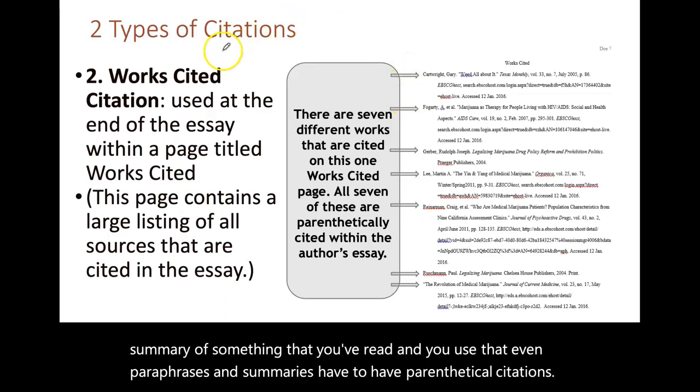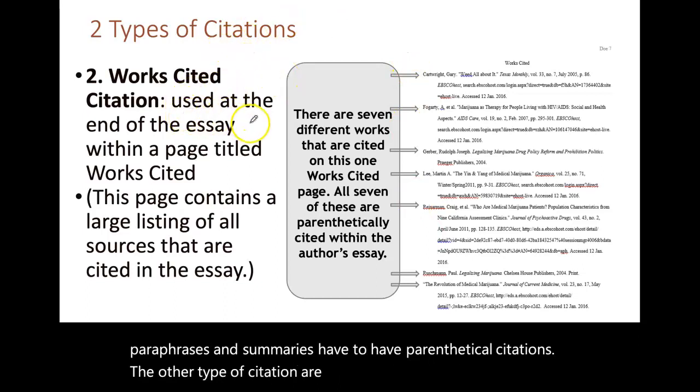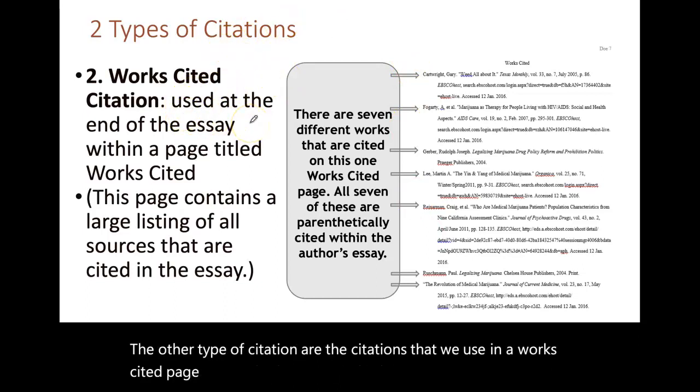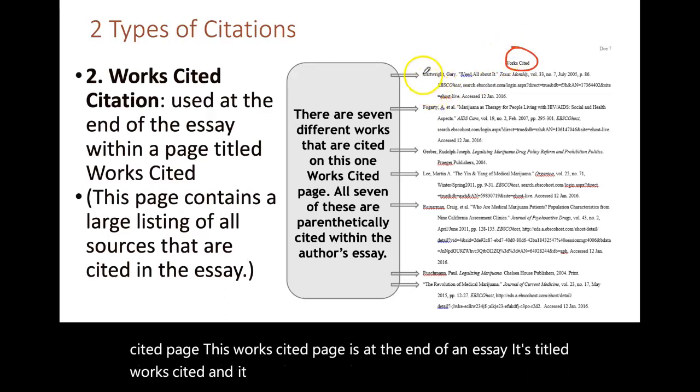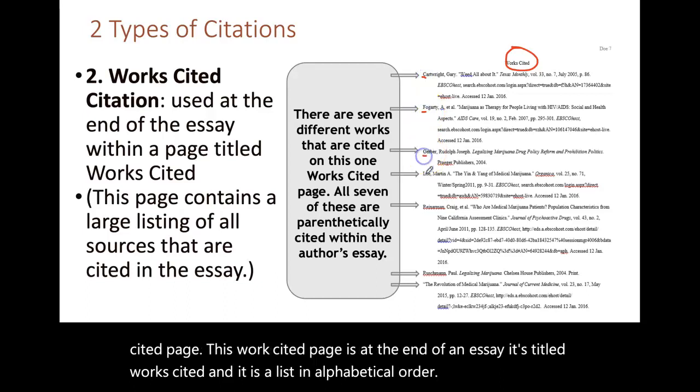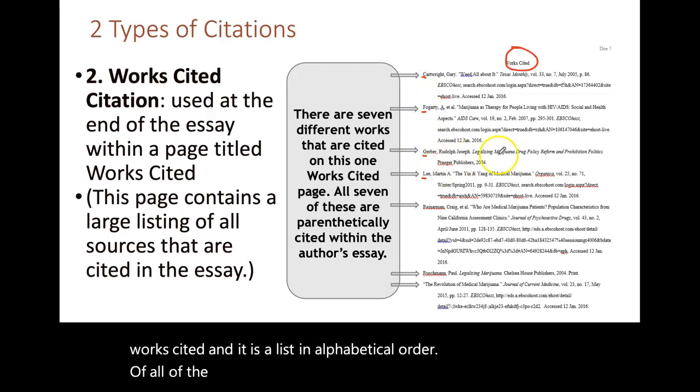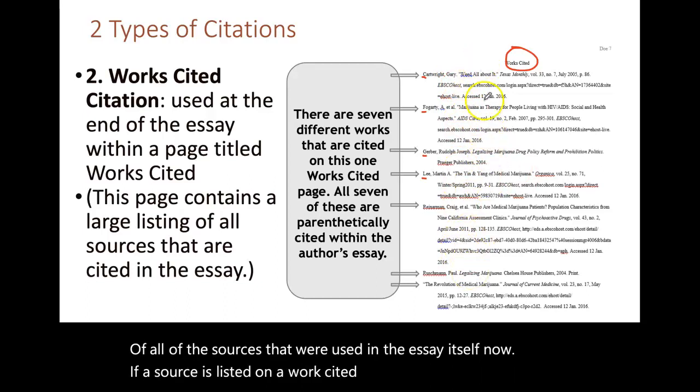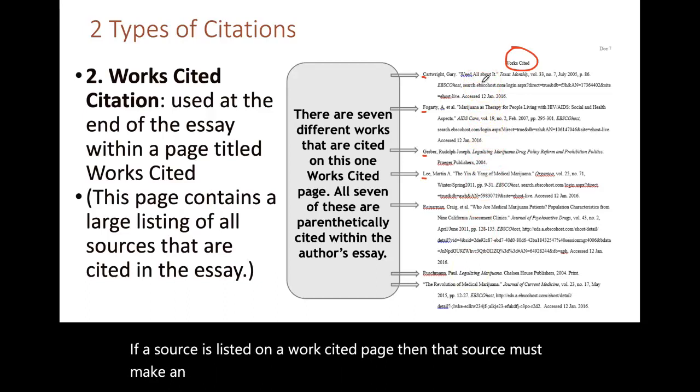The other type of citation are the citations that we use in a works cited page. This works cited page is at the end of an essay. It's titled Works Cited, and it is a list in alphabetical order of all of the sources that were used in the essay itself. Now, if a source is listed on a works cited page, then that source must make an appearance in the essay.